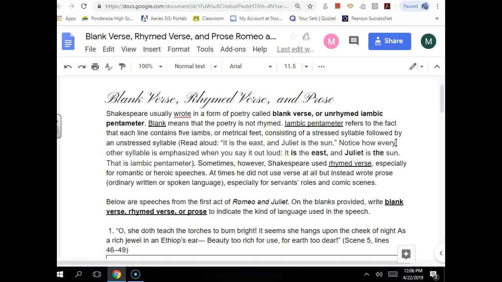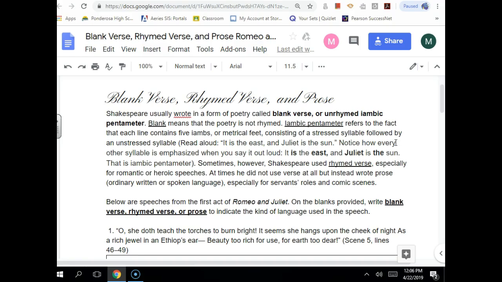Follow along. Sometimes, however, Shakespeare used rhymed verse, especially for romantic or heroic speeches. At times, he did not use verse at all, but instead wrote prose, which is ordinary written or spoken language, especially for servants' roles and comic scenes. Okay, so in Romeo's balcony speech, what did he likely use?